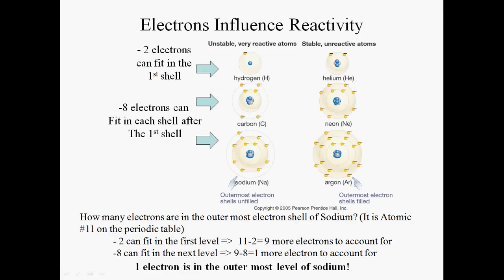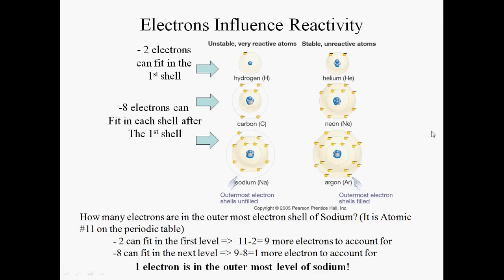Most elements want to have 8 electrons in their outermost or valence shell of electrons so that they can abide by the octet rule, which says that elements are the most stable when they have 8 electrons in their valence level. Hydrogen and helium are exceptions to this rule, as they can be stable with only 2 electrons in their valence level. Let's do an exercise and determine how many valence electrons sodium has.